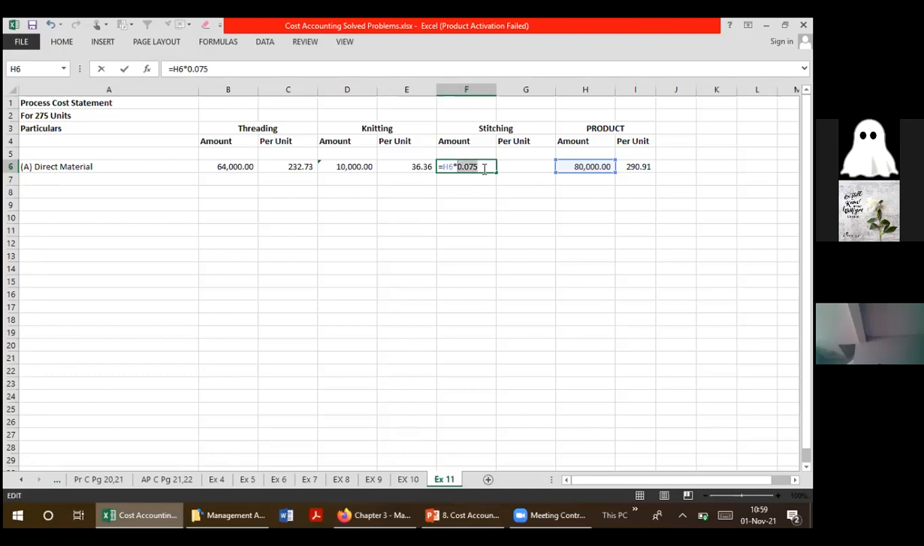In Excel, if you have confusion, you can write here 7.5%. It will take that as a percentage. So either write 7.5% or 0.075. 6,000. Then those 6,000 divides to 20, and they add up to be 290.91. Amounts add up to be 80,000.